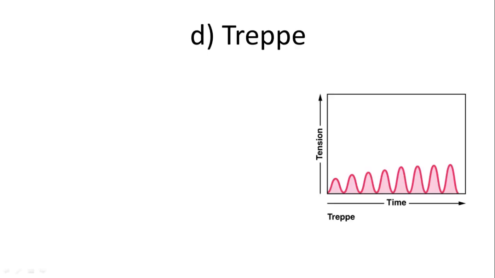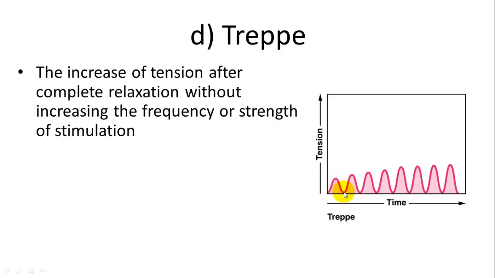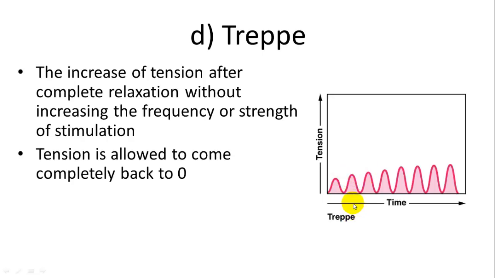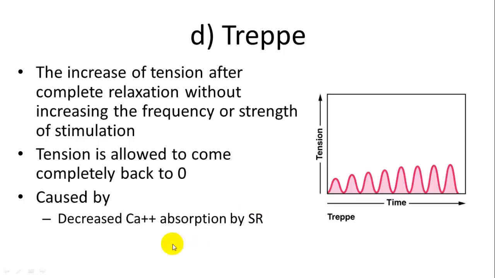There's another phenomenon called treppe, and this is where even after you allow the motor unit to fully relax, hitting it with another stimulus very soon after that relaxation will increase the tension. There is some point at which it levels off, but for some reason you have an increase in tension even though the stimulus has not increased. And the thought is this is caused by not all the calcium having been fully reabsorbed back into the sarcoplasmic reticulum, even though it shows full relaxation, or some sort of warming of the muscle where those pathways are now open and more readily available.